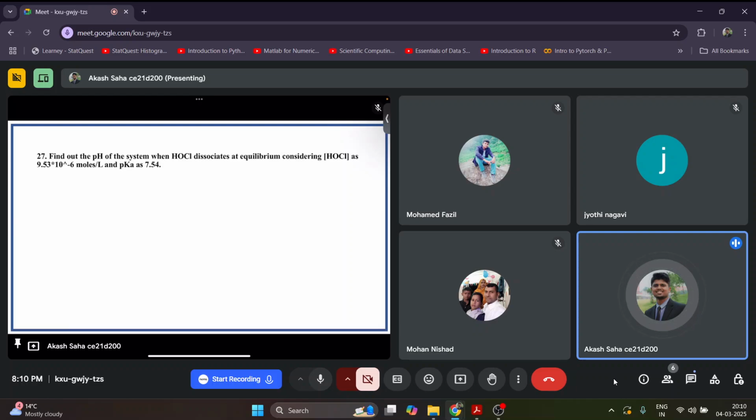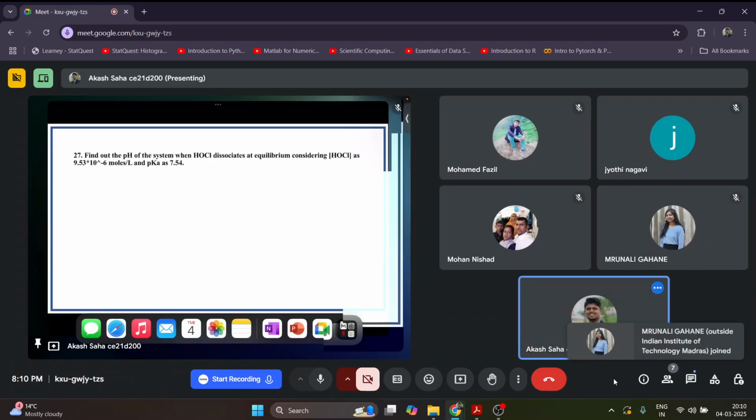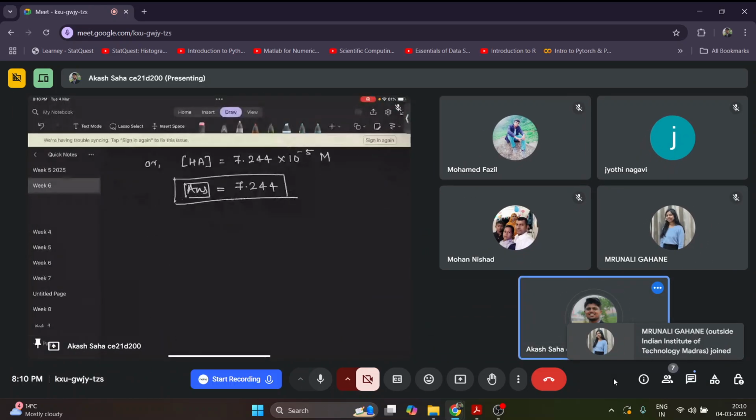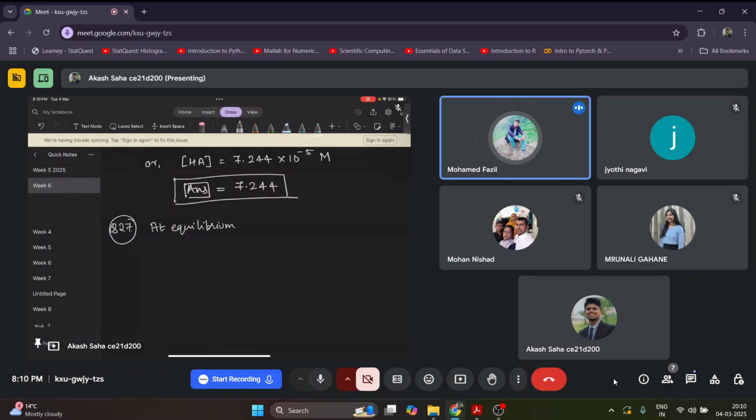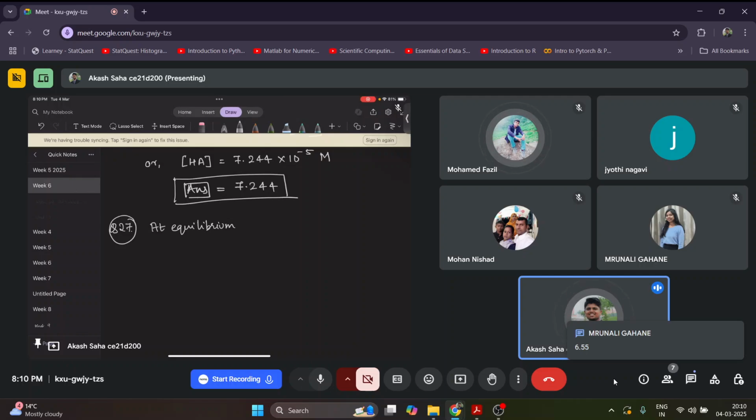I will just show you a similar kind of problem, just a little different approach. At equilibrium, 6.55, yes, it is close. It is close, but not exactly correct. But yes, it is close.